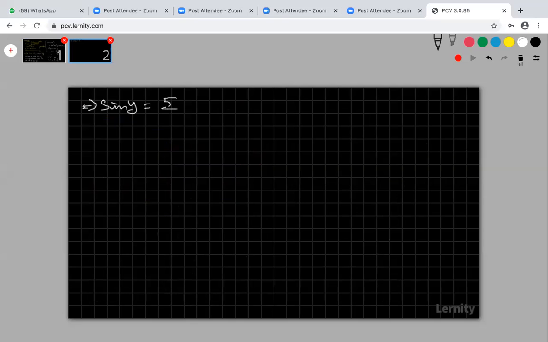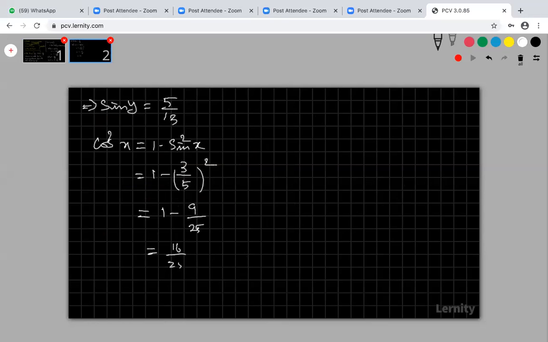Okay, now come to that. I'm going to find out my cos x. Cos square x can be written in terms of sin x as 1 minus sin square x. My sin x is 3 by 5, the whole square, because square is there. So 1 minus 9 by 25. This is 25 minus 9, 16 by 25. Okay, my cos x is equal to plus or minus 4 by 5.